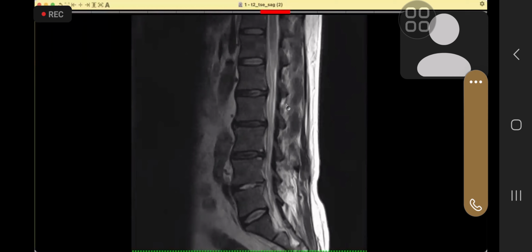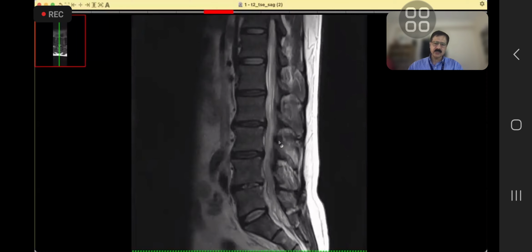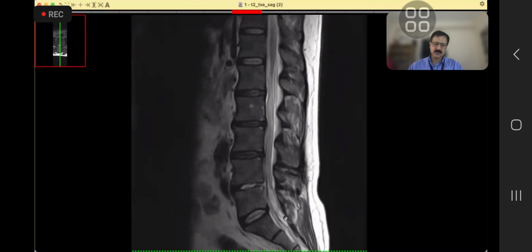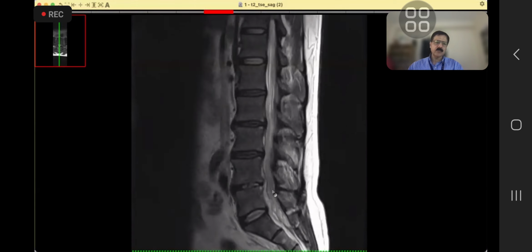Okay, so this was very well picked up. If you see here, there is something dirty in this cauda equina, the nerve roots are sort of jumbled up. If you look carefully, there is something extra happening there. It's not like CSF. There is something extra, but we cannot pick up more than that.